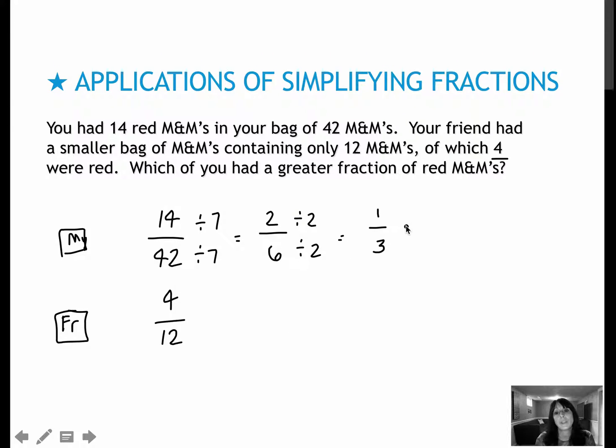So now if they want to compare what my friend had to my bag of M&Ms, I will have to reduce this to simplest terms. 4 divided by 4 is 1, and 12 divided by 4 is 3. And so if we're comparing fractions, even though she had much fewer M&Ms than I did, you can see that we have the exact same fraction of red M&Ms in our bags.